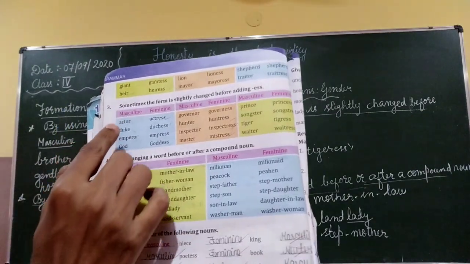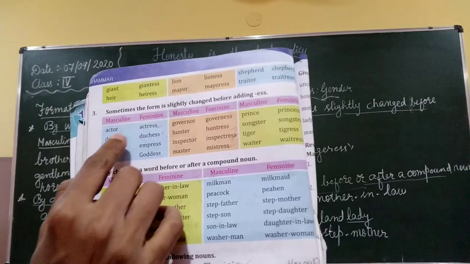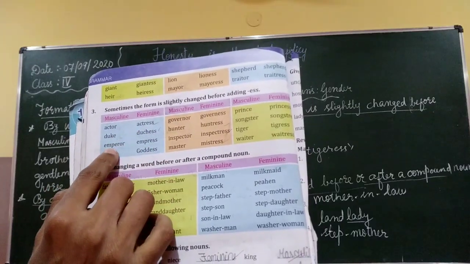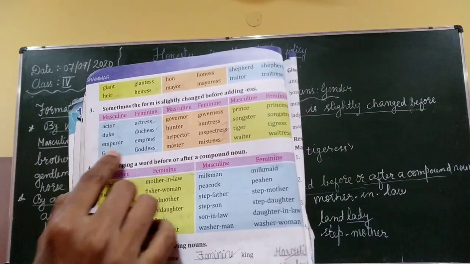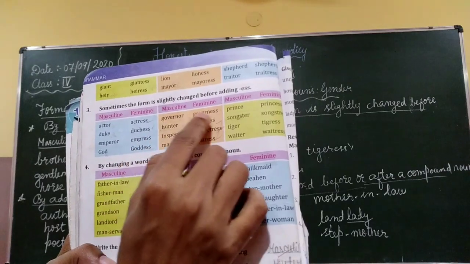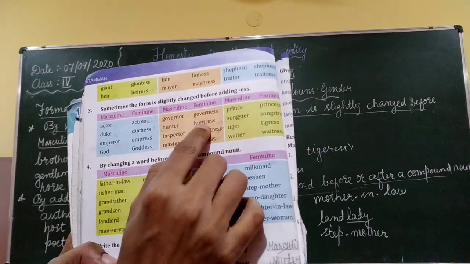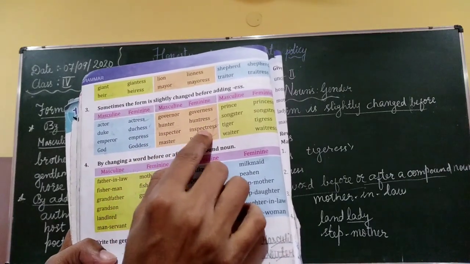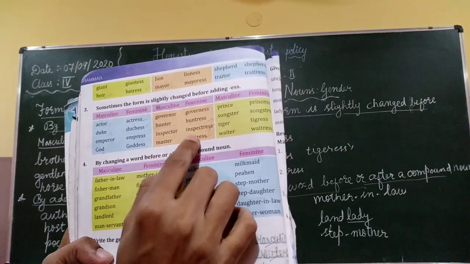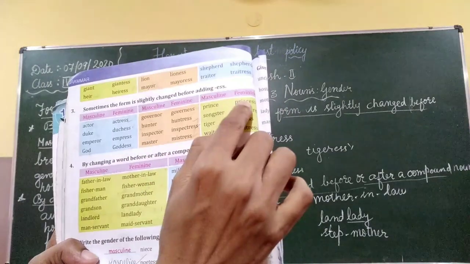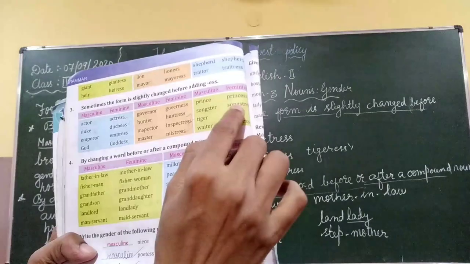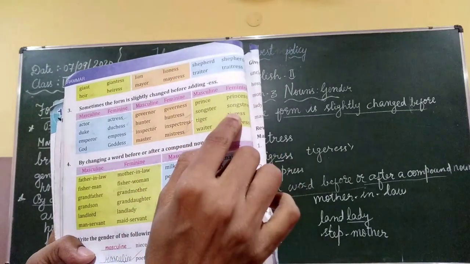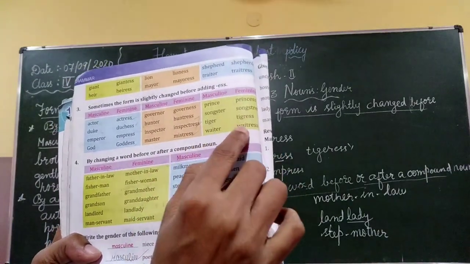Sometimes the form is slightly changed before adding ess. Masculine form and feminine form. Actor, actress. Duke, duchess. Emperor, empress. God, goddess. Governor, governess. Hunter, huntress. Inspector, inspectress. Master, mistress. Prince, princess. Songster, songstress. Tiger, tigress. Waiter, waitress.